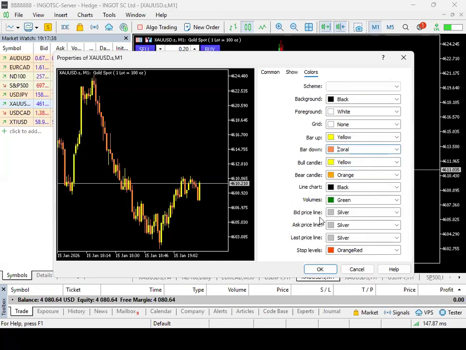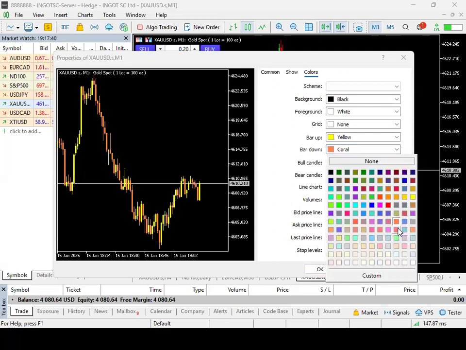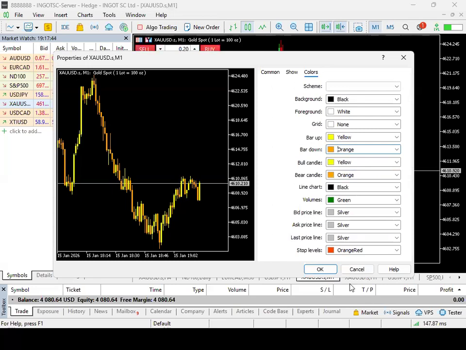If I do something like that, let's say, for example, I also do the bar up and bar down. That's coral. What is the difference between orange and coral, my friend? Okay. Yeah, something like that. And I say, okay, this is how the chart is going to be looking. It's crazy, right? It really looks very bad actually. You can't even differentiate between a bullish and a bearish candle.